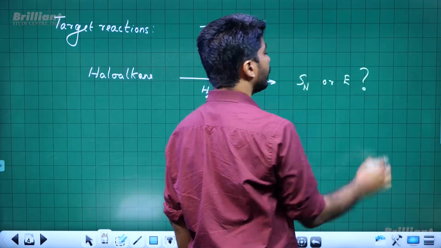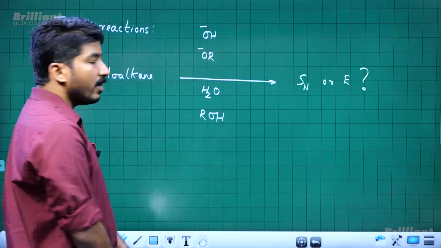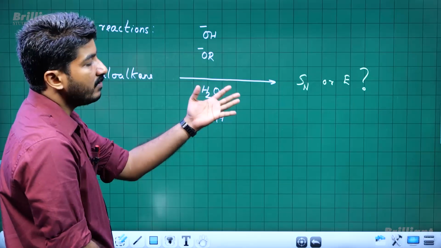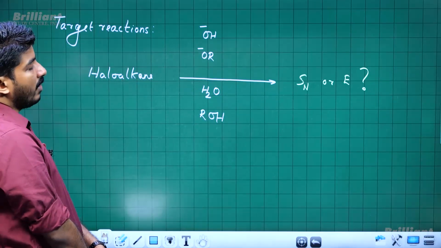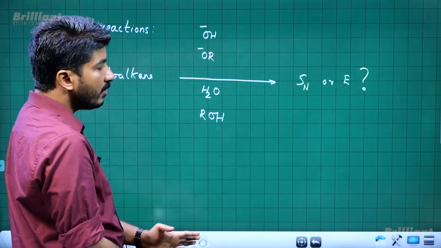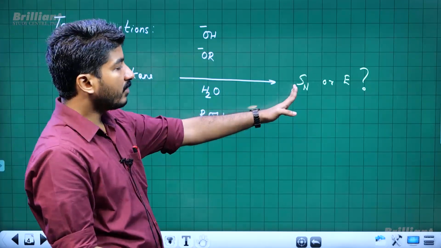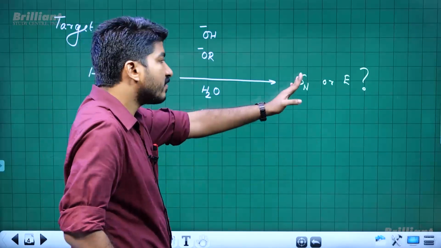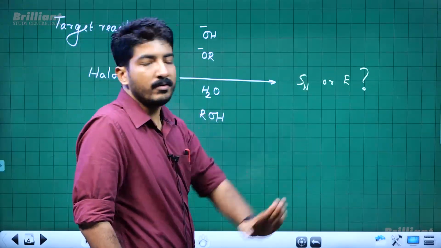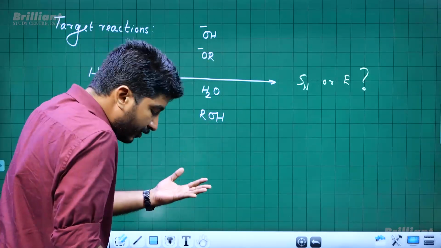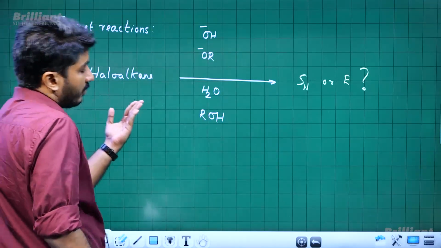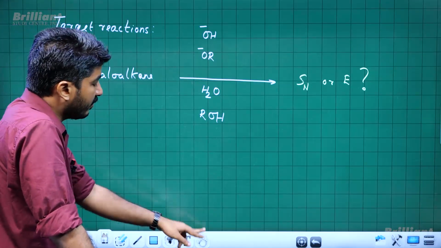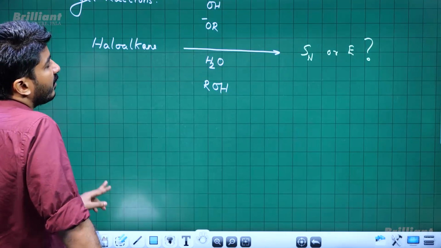Remember that in every case, in the case of haloalkanes, there is a competition between SN and E reactions. For haloalkanes in general, SN is the more favored reaction, and whenever SN is difficult, generally speaking, then elimination occurs. Then elimination dominates. That is the only correct statement. So haloalkanes generally like to undergo nucleophilic substitution.